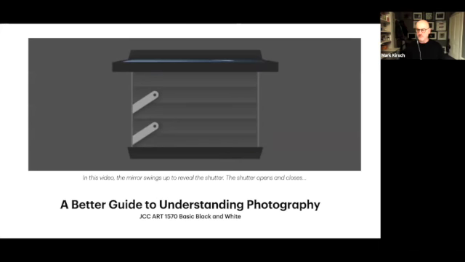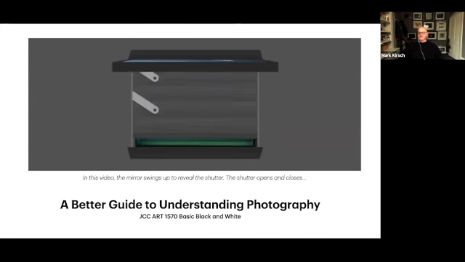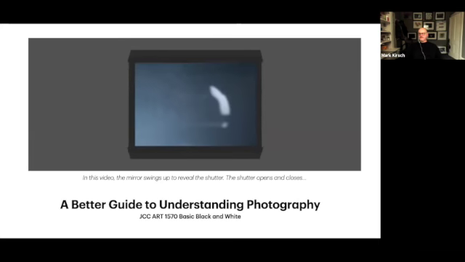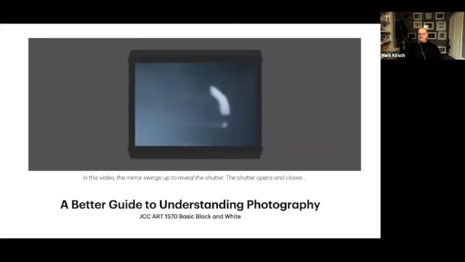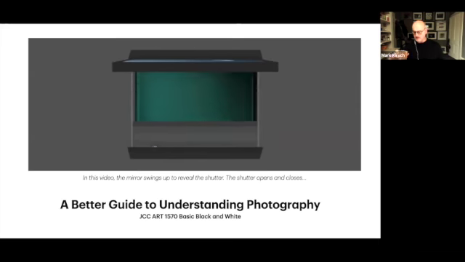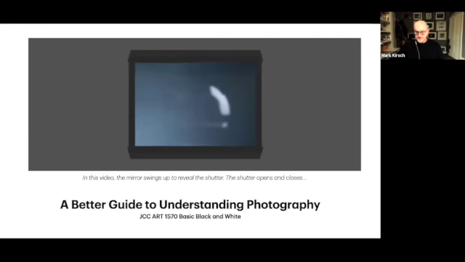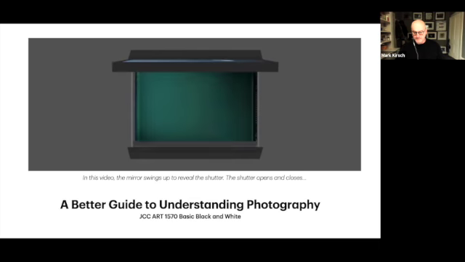Oh, look, you can see the animation. This is awesome. So you click the shutter release, the mirror goes up, the shutter curtain opens, the secondary shutter closes, and the mirror goes back down. That's how the shutter operates. It's pretty straightforward.